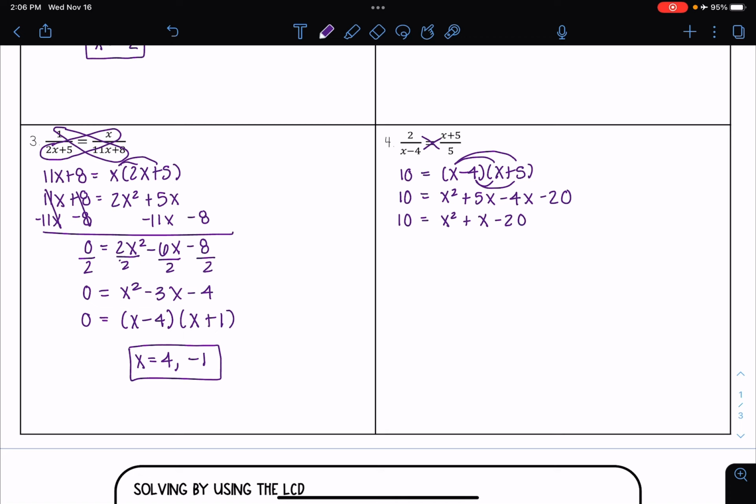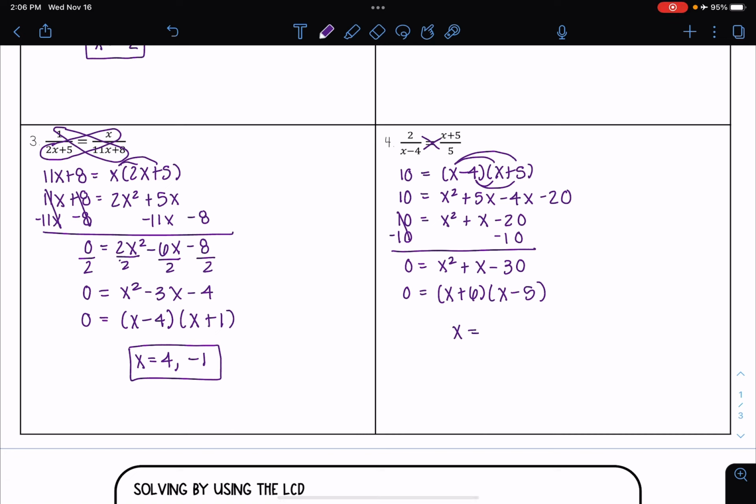Here again, I have a quadratic equation, so I'm going to solve this using those methods. I need to move all my terms to one side, so I'm going to subtract 10 from both sides. And I get 0 is equal to x squared plus x minus 30. And now I'm going to go ahead and factor this. And so I'm looking for two numbers that multiply to negative 30 and add to 1. And that's going to be 6 and negative 5. So I get x plus 6, x minus 5. Setting both those equal to 0, I get my two answers are negative 6 and 5.